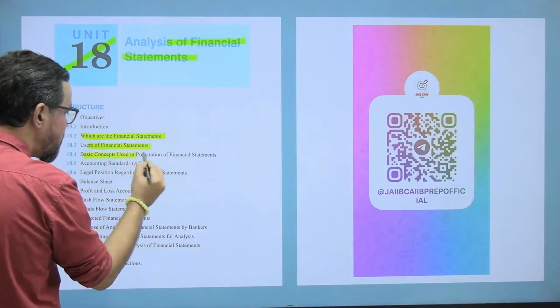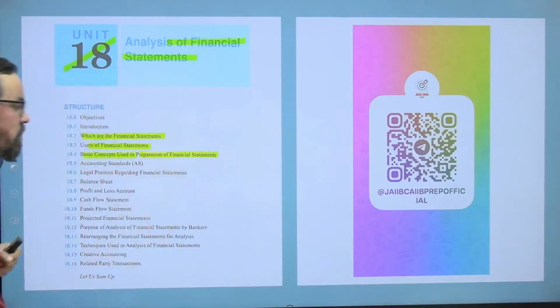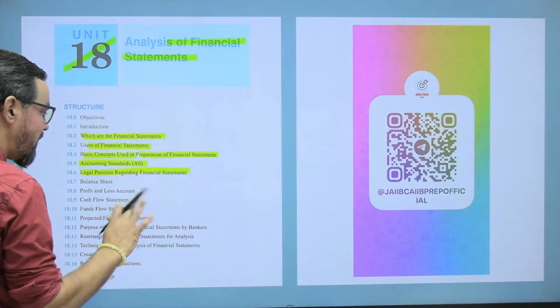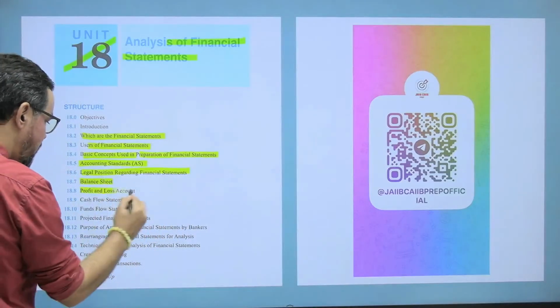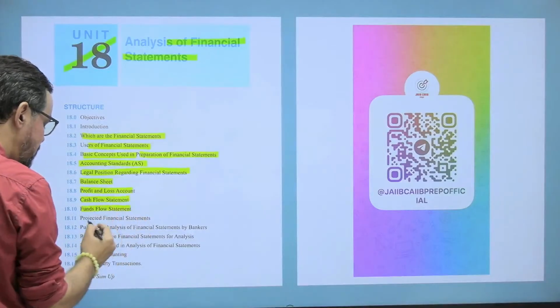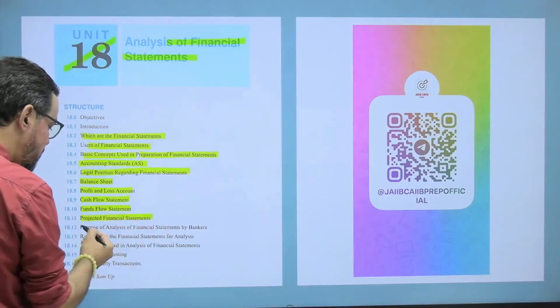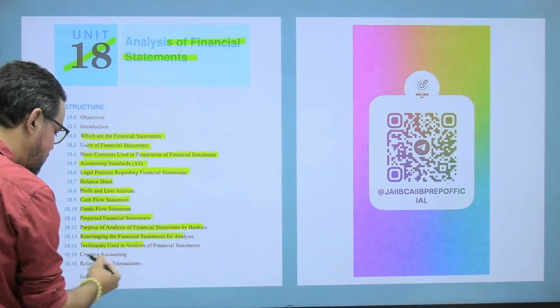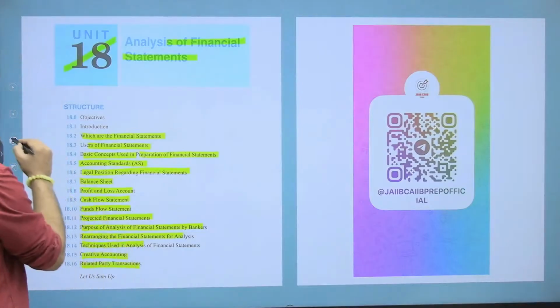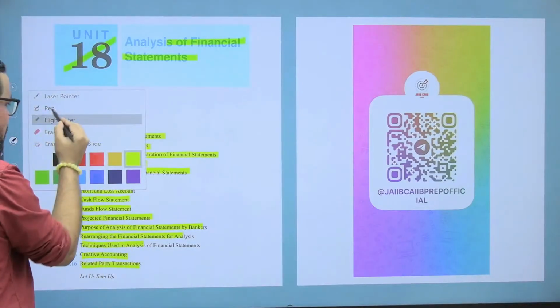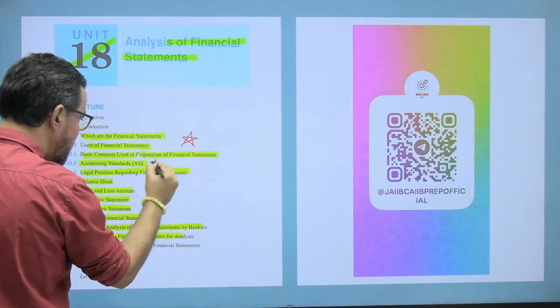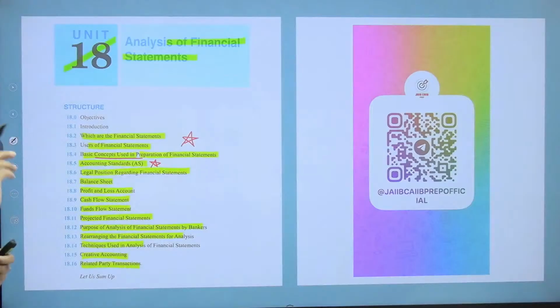basic concepts used in preparation of financial statements, accounting standards, legal position regarding the financial statement, balance sheet, profit and loss account, cash flow statement, fund flow statement, projected financial statements, purpose of analysis, rearranging the financial statement techniques, creative accounting and related party transactions. If you talk about this, this is all about the introduction. Then we have accounting standards, concepts and conventions. I hope you remember them from your JAIIB AFM examination itself.